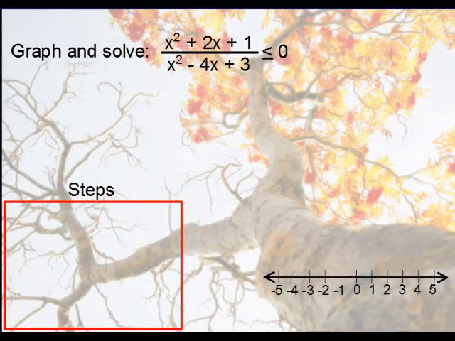Okay, now let's look at this one. I want you to note that there is only an x variable, but no y. So we're going to be graphing this on a number line. First thing you'll want to do is make sure that the right-hand side is already 0, and we've got that taken care of already.